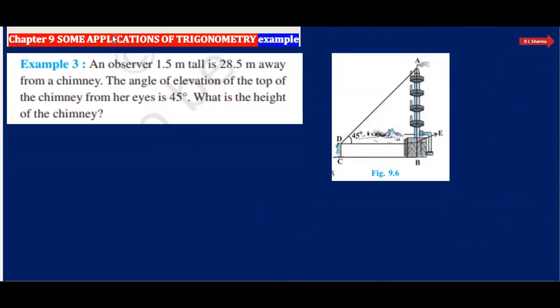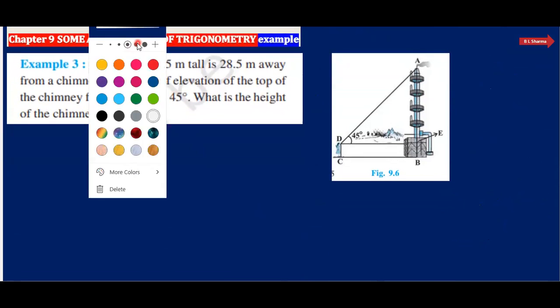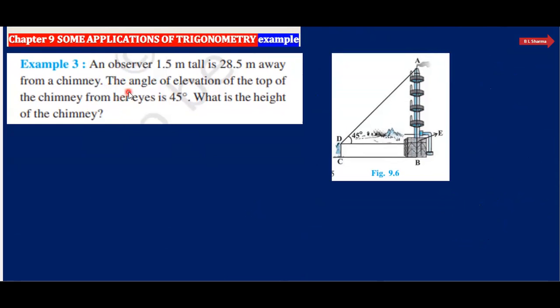Example number 3. An observer 1.5 meter tall is 28.5 meter away from a chimney. This is our chimney. And this is a man, CD. The height of the observer, that is CD, is 1.5 meter in the question.